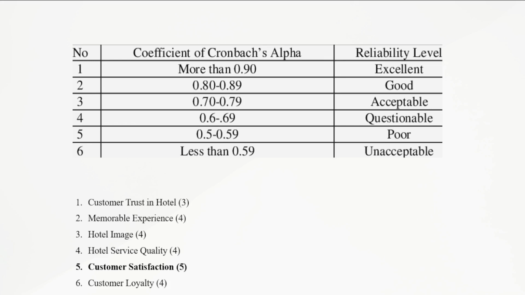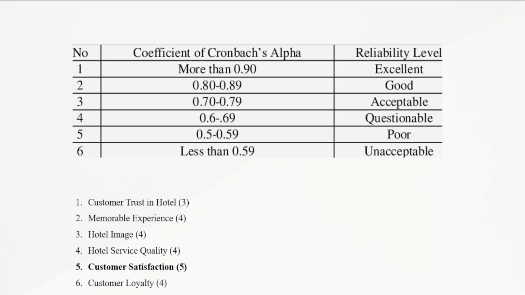Next, this table provides a quick guide to interpreting the Cronbach alpha values for the reliability analysis. So here is what each range means. If your value is more than 0.90, reliability is excellent, and this means the items are very consistent in measuring the same concept. If the Cronbach alpha is between 0.8 and 0.89, the reliability is good, indicating good internal consistency.